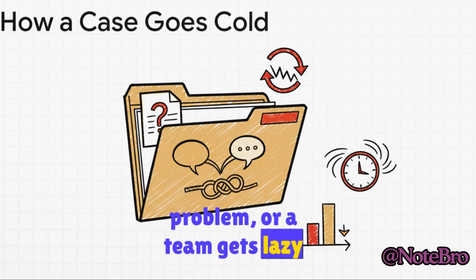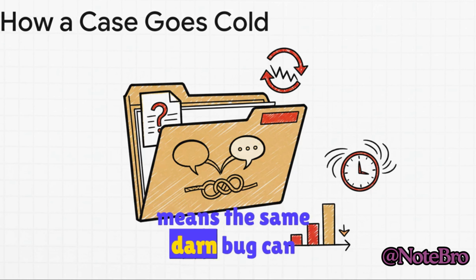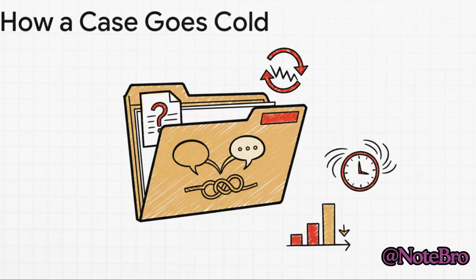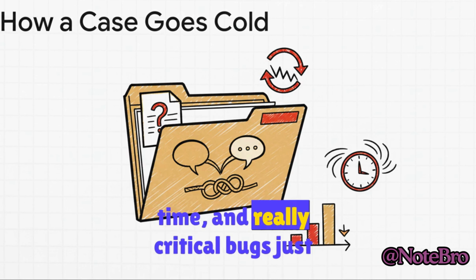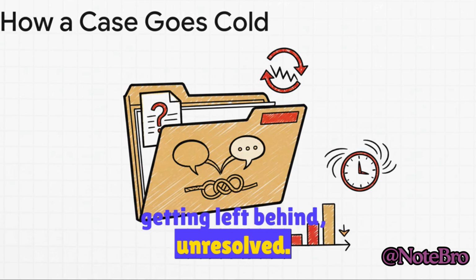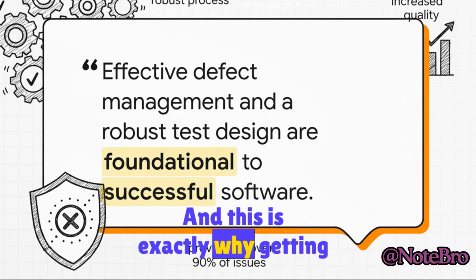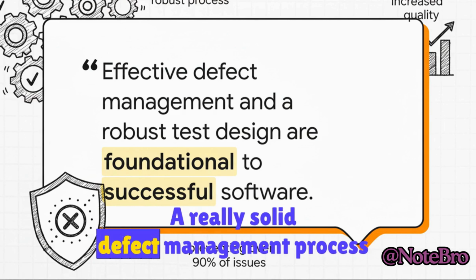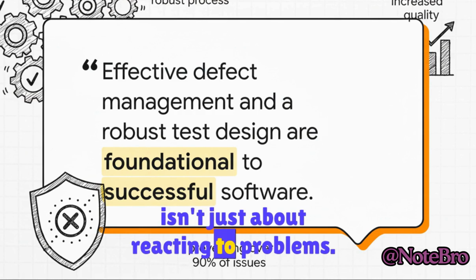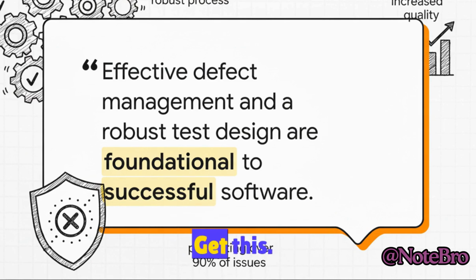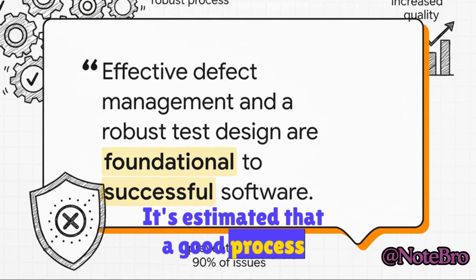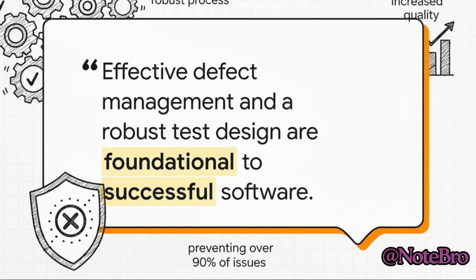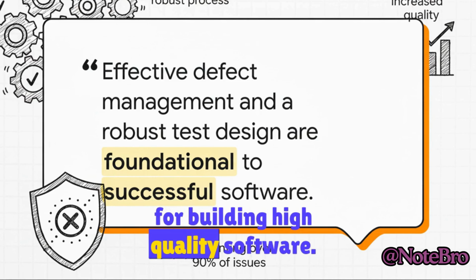Or a team gets lazy and skips retesting a fix, which means the same darn bug can just pop right back up later. And of course, there's the classic, poor communication. That leads to crossed wires, wasted time, and really critical bugs just getting left behind, unresolved. And this is exactly why getting this whole process right is so, so critical. A really solid defect management process isn't just about reacting to problems, it's about preventing them. Get this, it's estimated that a good process can stop over 90% of issues from ever even reaching you, the user. 90%. It's pretty much the ultimate defense for building high-quality software.